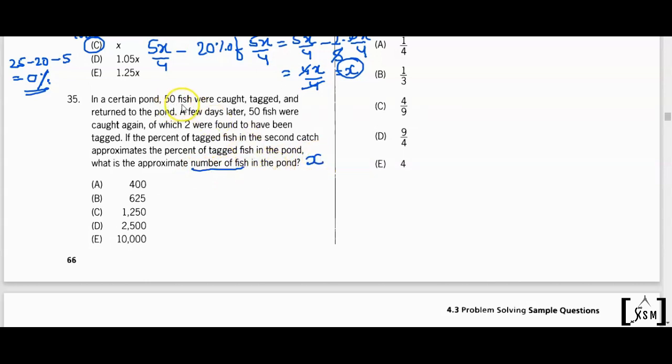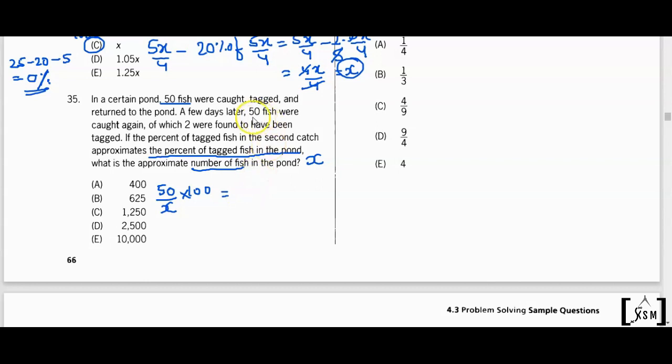Now because in the beginning 50 fish were caught, and if you understood the question, if the percent of the tagged fish in the second catch approximates the percent of the tagged fish in the pond, right? So first we find the percentage of the tagged fish in the pond. So how much is the percentage? We'll calculate 50 over x times 100. And this percentage value is the same as the percentage of the tagged fish in the second catch.